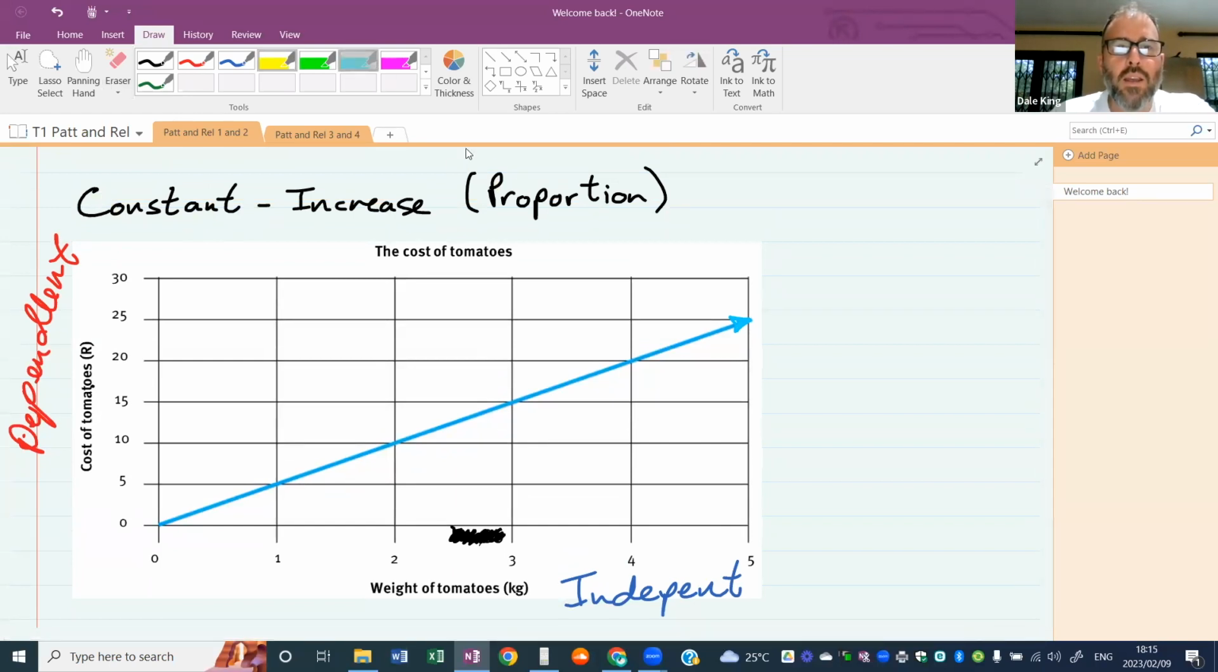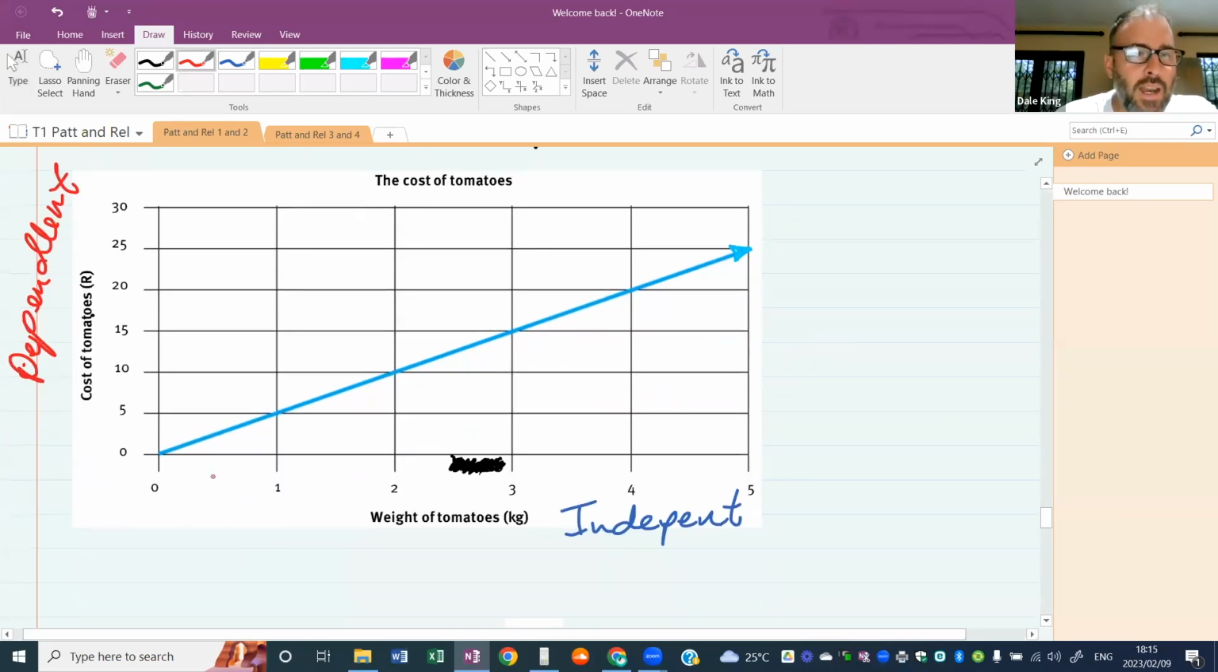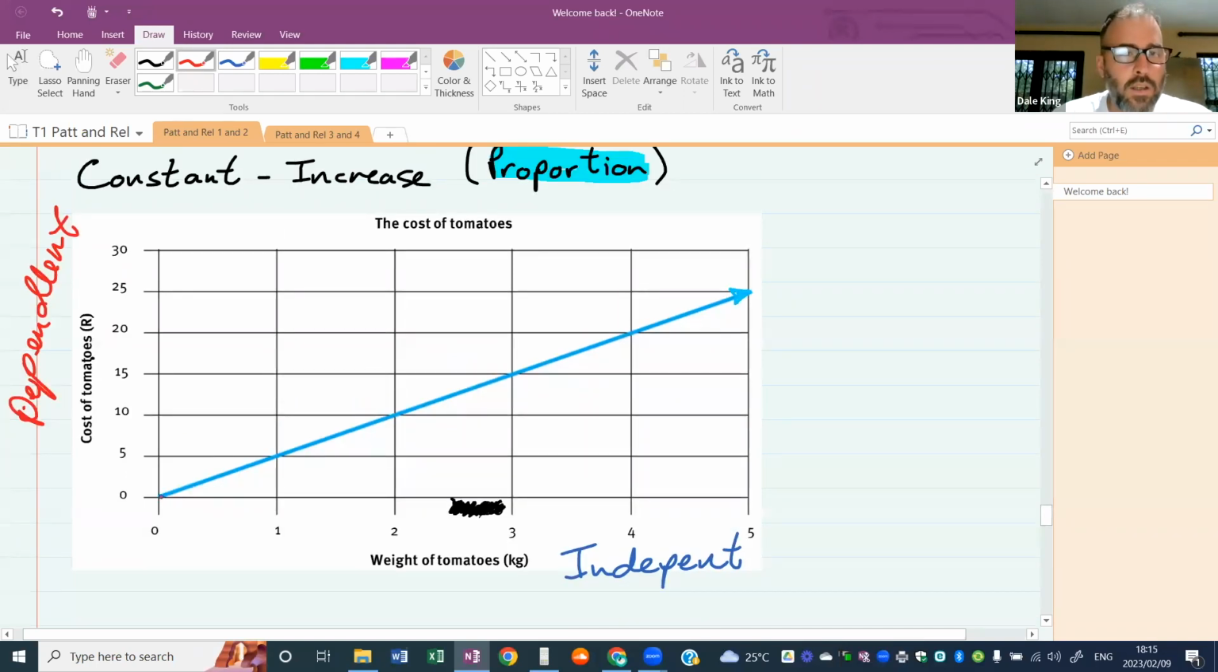And this word here, proportion, all right, means that it's going up, it's increasing in the same amount every single time. So if I go down to this blue line that is increasing, and I say, what is the change from here to here? Okay, so what is the change from there to there in terms of the weight of tomatoes? And we can say that the change is 1 kilogram. Well, then what is the change from here to here?